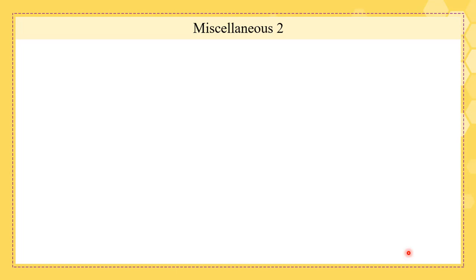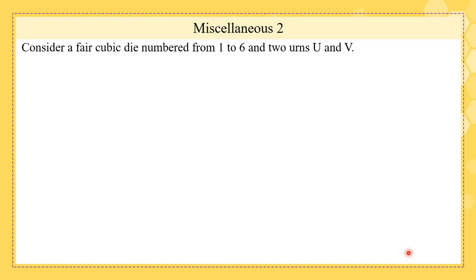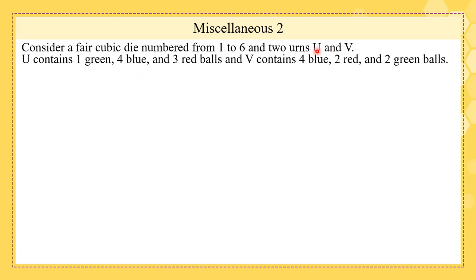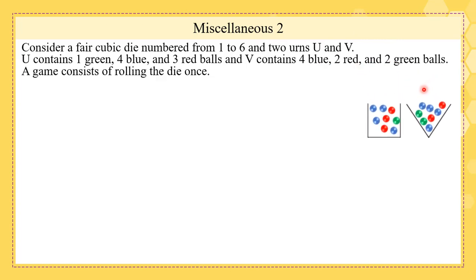Now let's see another problem. Consider a fair cubic die numbered from 1 to 6 and two urns U and V. So we have a die and two urns. U contains 1 green, 4 blue, 3 red, and V contains 4 blue, 2 red, and 2 green. These are U and V.